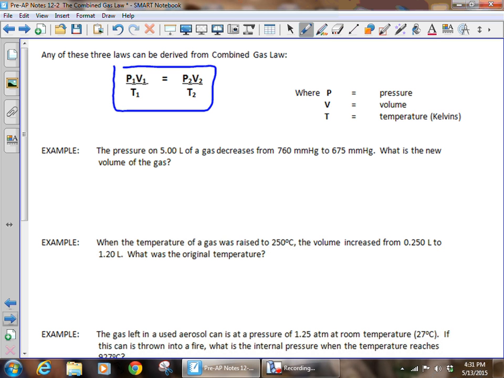First of all, as far as units are concerned, pressure can be in millimeters of mercury. It can be in atmospheres. It can be in torr or it can be in kilopascals.